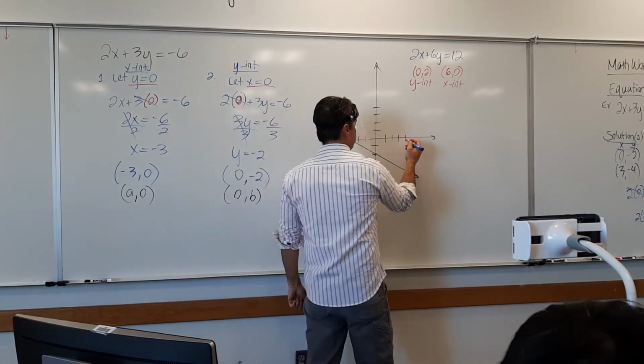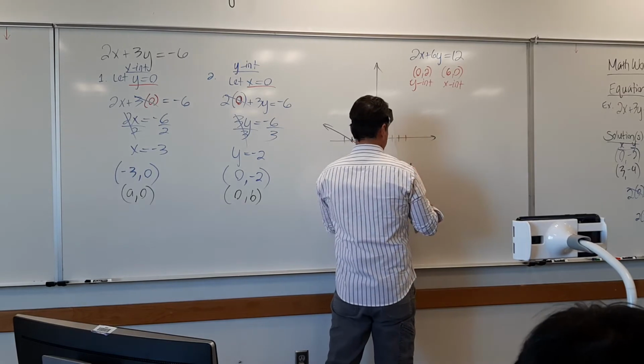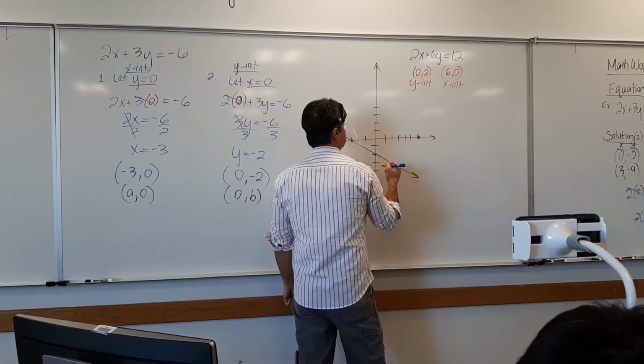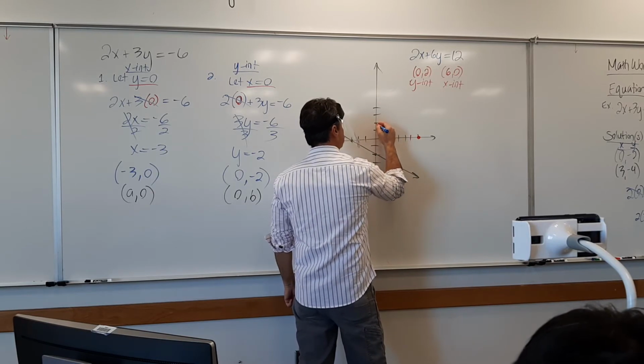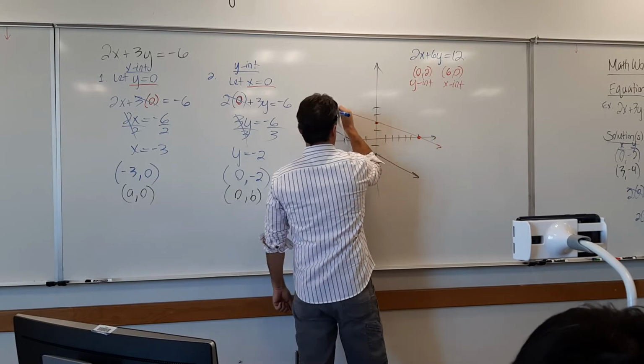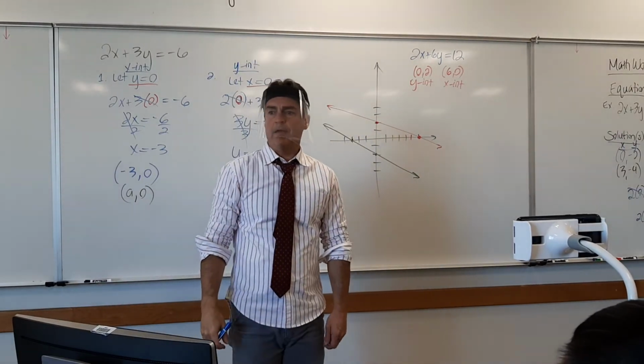All right, so we plot these. We got 1, 2, 3, 4, 5, 6, we're right here, agreed? And 0, and then we have 0 and 2 right here. And so this line went like that. Did that look like your graph? Okay, cool.